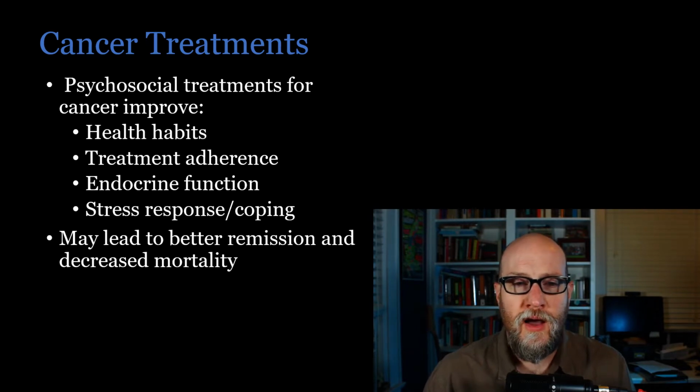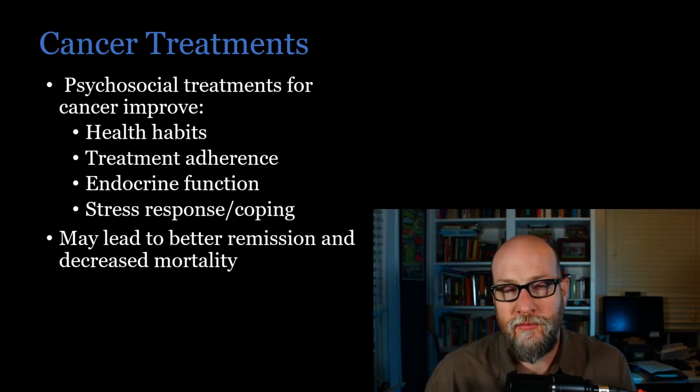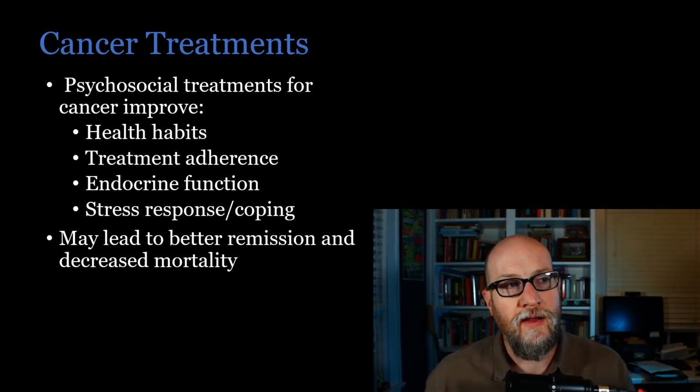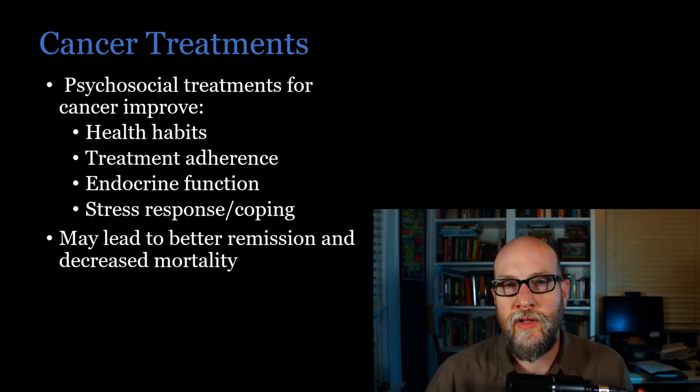And then we see improvement in endocrine function through psychosocial intervention. Training and education in how to cope with stress is a big piece of this, so the person's stress response and their ability to cope is improved through these interventions. This can lead to better remission and decreased mortality in cancer. So this is, again, the understanding of this being a two-way street: we can intervene with the person in a psychological, social context, and we can have a real impact on how their body processes cancer cells.